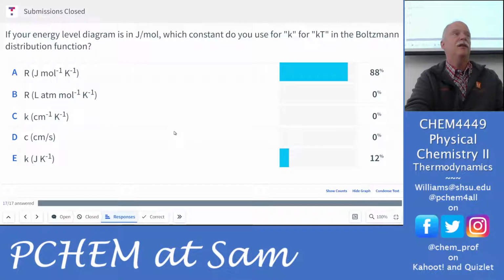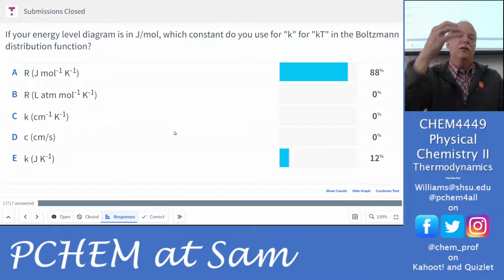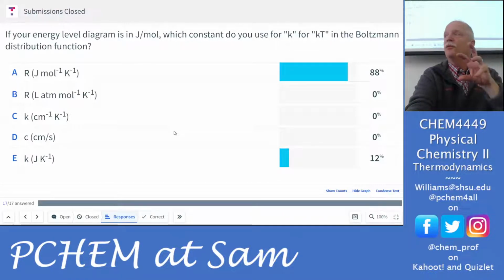There's a couple of different forms of R based on the different kinds of units that you need. And so use the R that's joules per mole Kelvin in the denominator. Times temperature, that would give you joules per mole in the denominator, and that would cancel with the joules per mole in the numerator. You have a unitless fraction in e to the minus whatever that is.